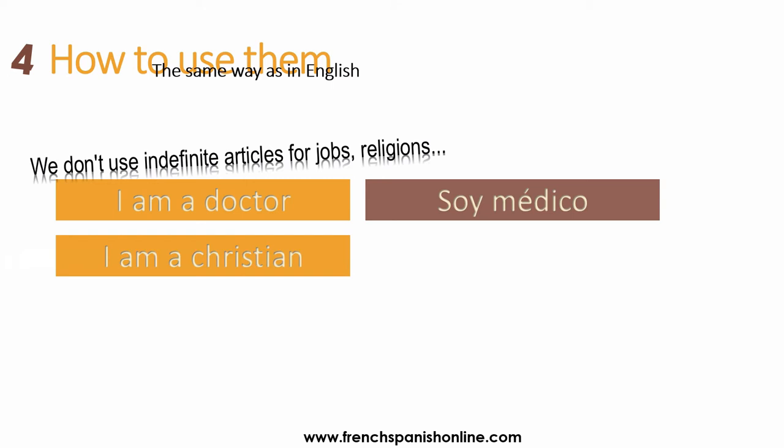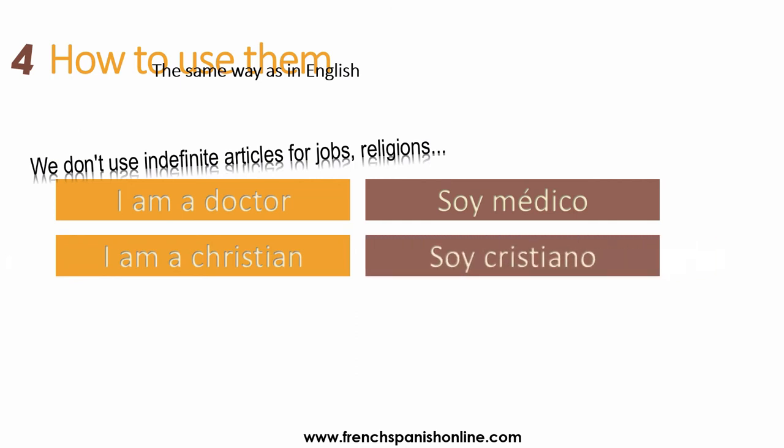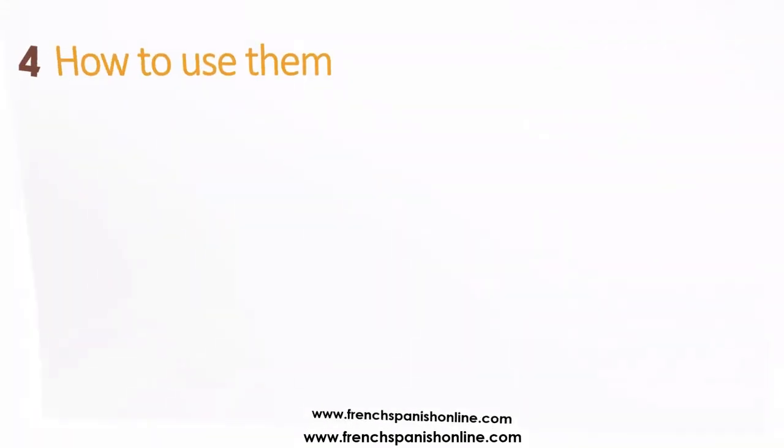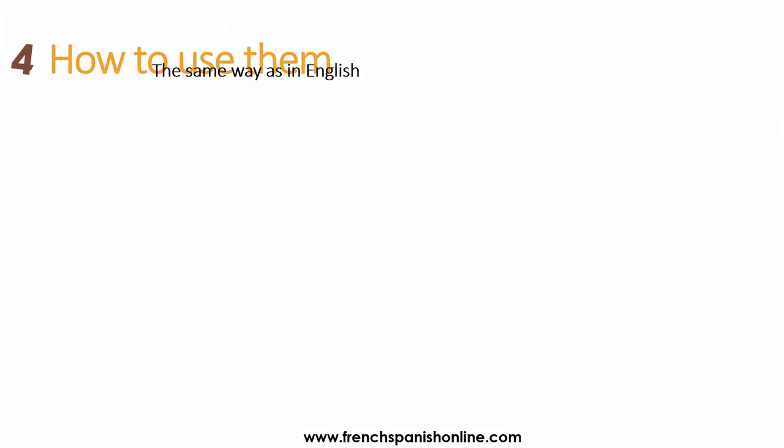The same thing for your religion. I am a Christian. Here we've got again our indefinite article, but in Spanish, soy cristiano, with no indefinite article. Soy cristiano. Okay? Let's see another difference with two words, with and without.